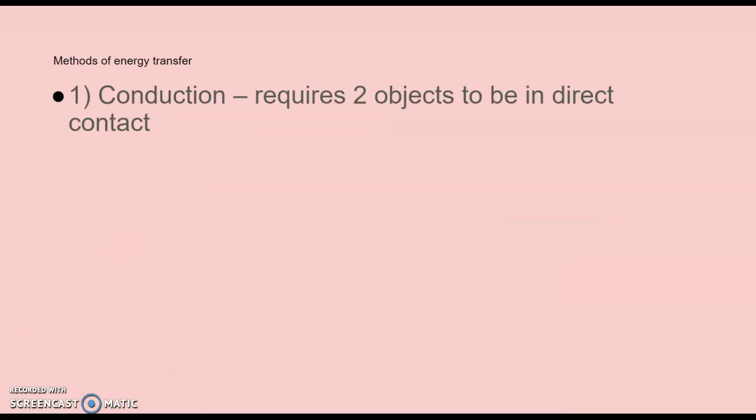Okay, so we're talking about energy transfer, right? Going from hot things to cold things. There's three methods which I need you guys to be aware of. One is conduction. In order to recognize conduction, two objects need to be directly touching each other. They have to be in physical contact.